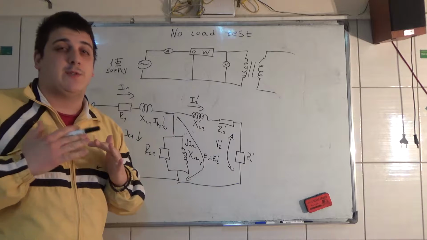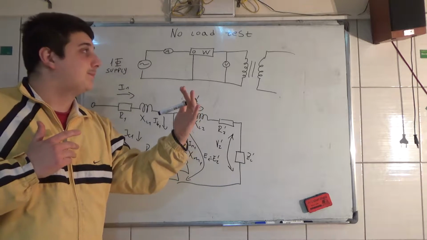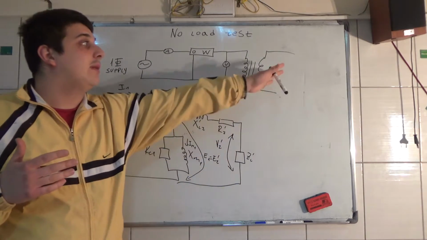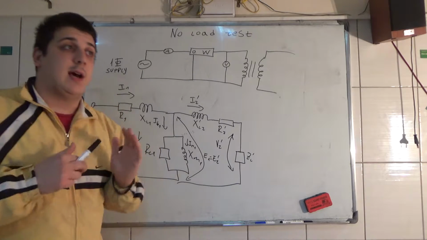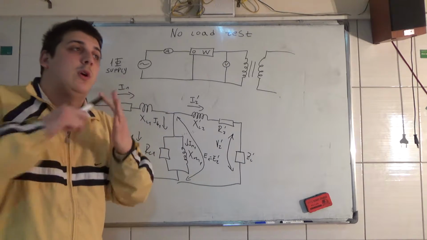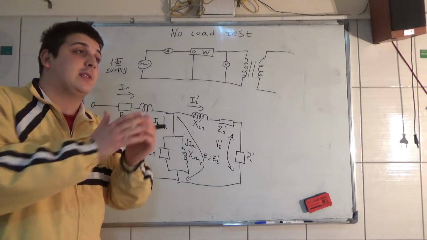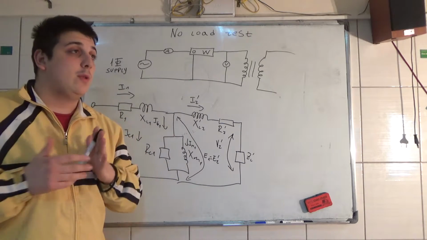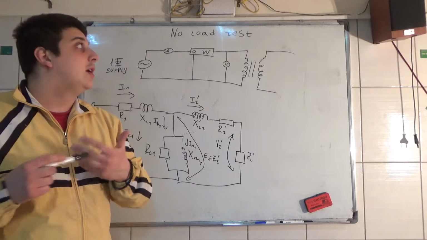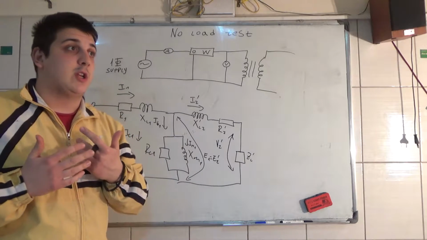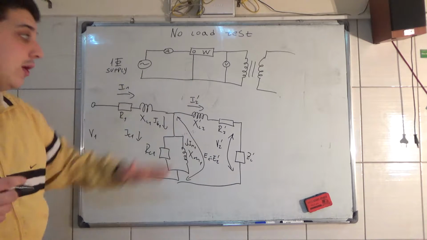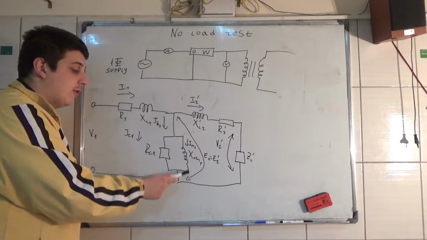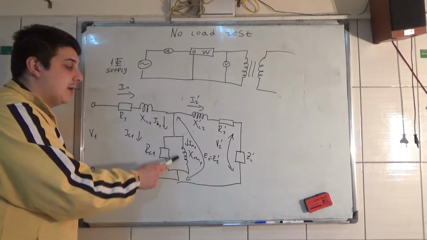One side of the transformer is open. There is no load, so we have an open circuit on one side. Usually, we do the no-load test on the side where the voltage is lower. And why do we do that? Because in this particular situation, we measure only the parameters that are for this middle branch.